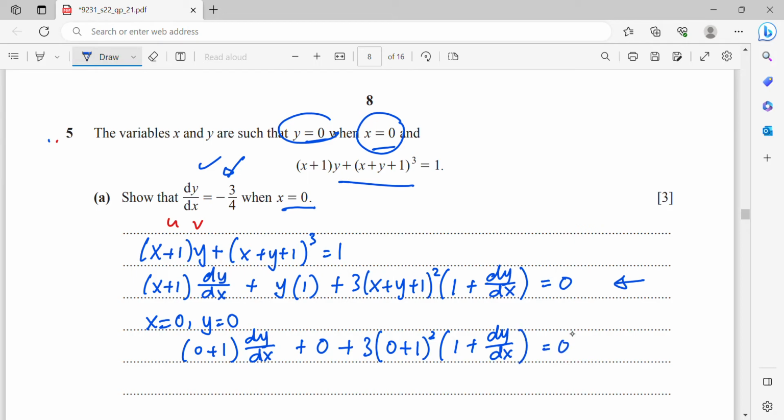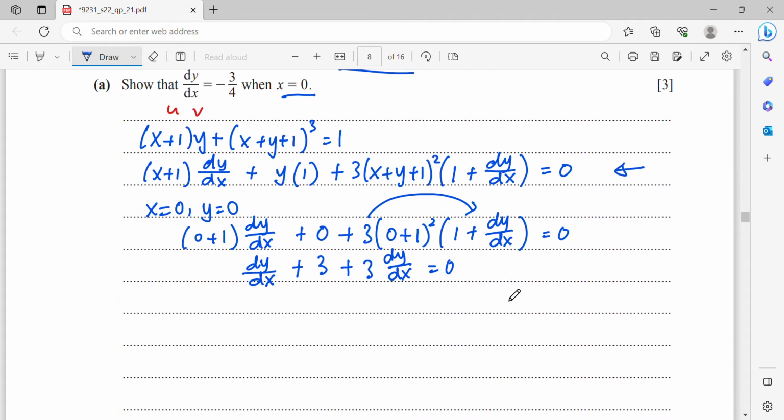So now, for the first term, it becomes dy/dx. Second term, just ignore it. Then the third term, you will get 3 times 1 plus dy/dx. So I will do the expansion. So I will get 3 plus 3 dy/dx equals 0. Okay, so now dy/dx plus 3 dy/dx is 4 dy/dx. Then the plus 3 will be moved to the other side, becomes minus 3. Hence, your dy/dx will be negative 3 over 4. So now we have shown the result.